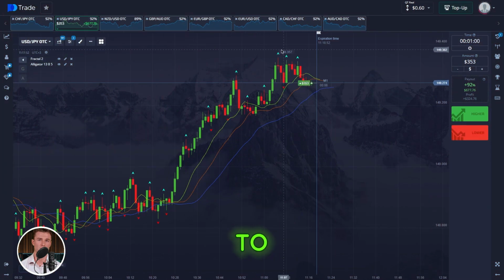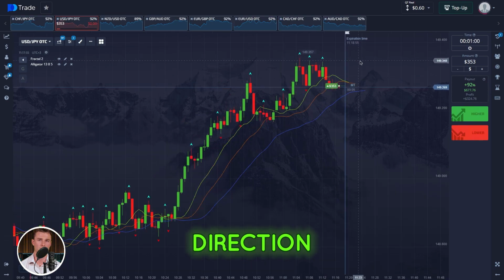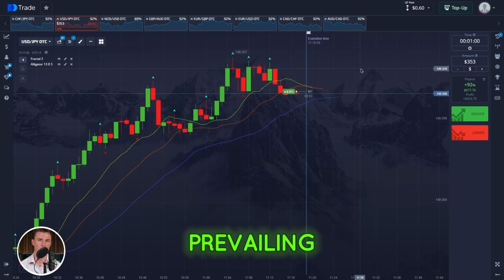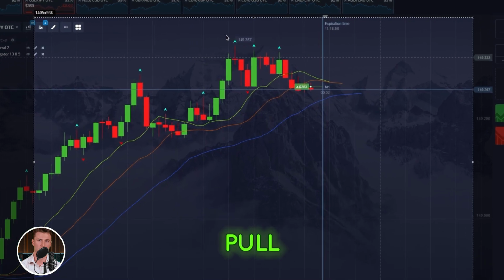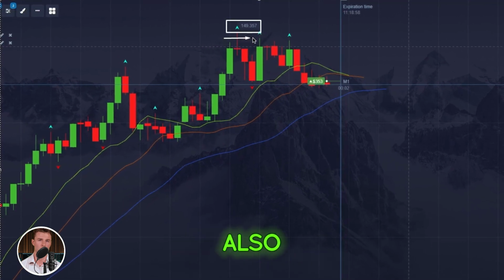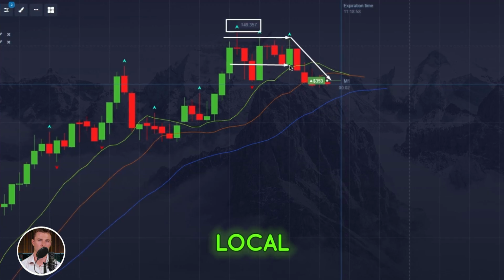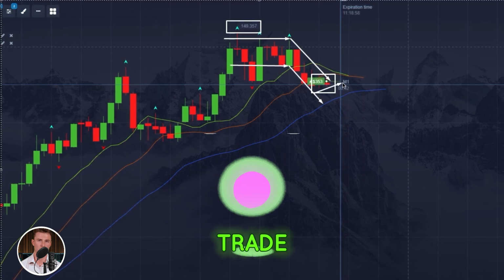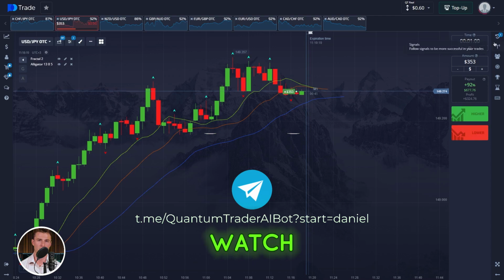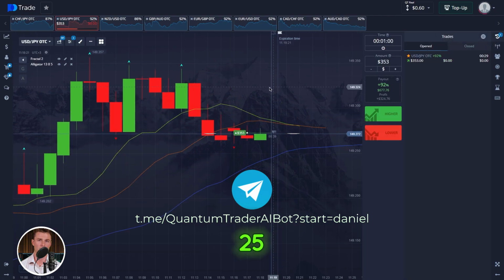And here we are going to open higher again in the direction of the trend. We have an upward trend prevailing here. We also had a price correction from the local high. We had a pullback downward. We also have a new local low forming here. And I think this is a good point to open a trade on the upside. Let's watch this trade. We have about 25 seconds left.